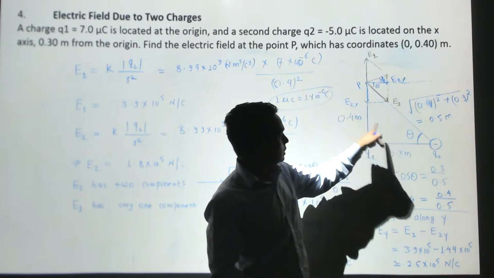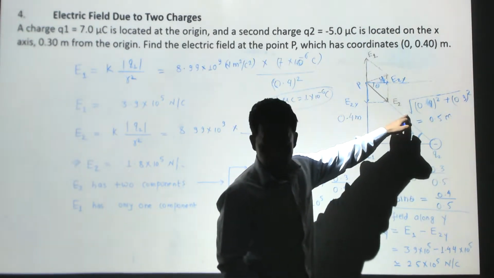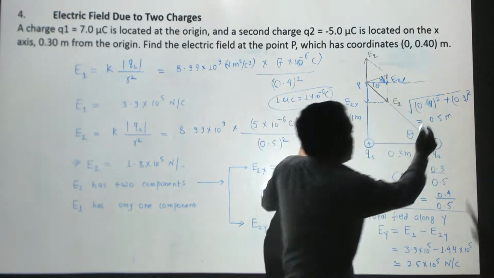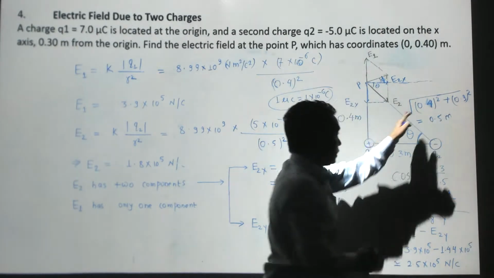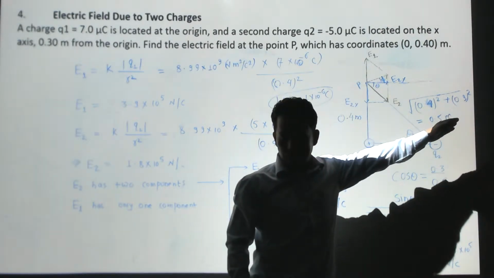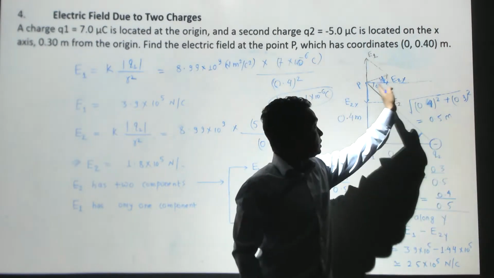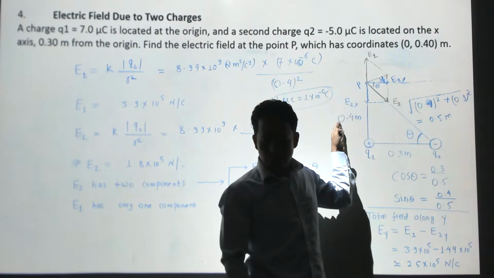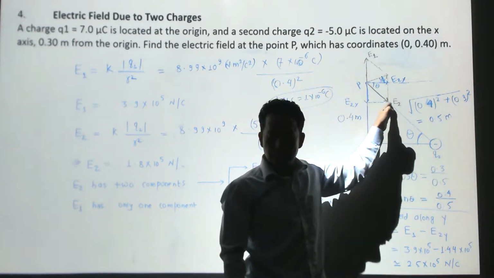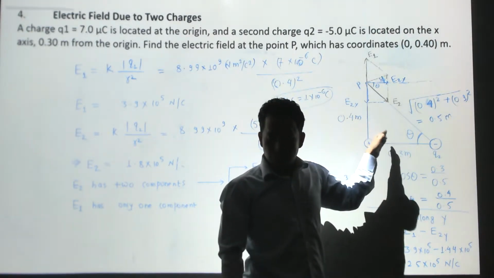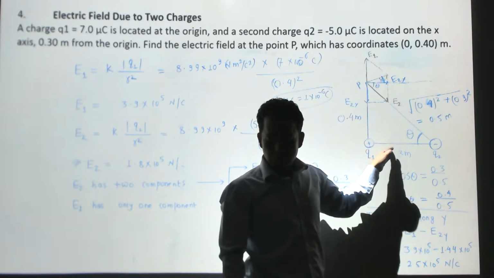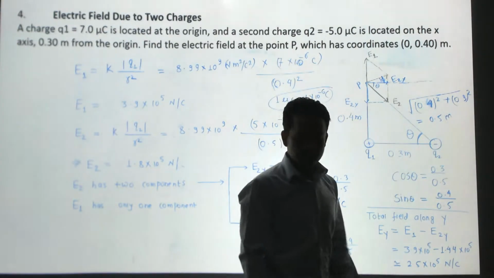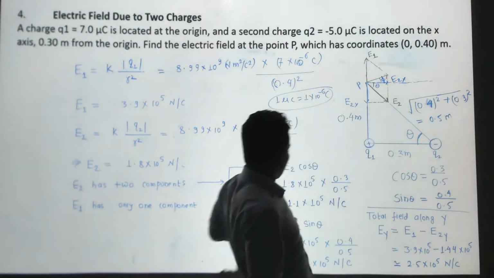So you know this distance and you know this distance. How are you going to find this distance? Just use the Pythagoras theorem. You take 0.4 squared plus 0.3 squared, and take the square root. So this distance is 0.5 meter. If you know this distance and this distance, how are you going to find this distance? Add the square of this distance, and take the square root. That's how you're going to do it, which is 0.5 meter. So in this case, the distance is 0.5 meter.